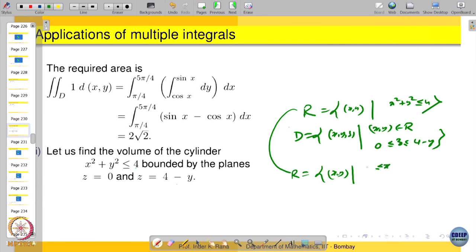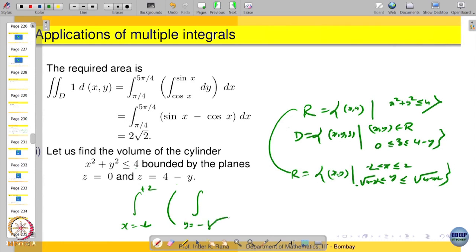Right. So this R, if you like, you can write it as Type 1: x goes from minus 2 to plus 2, right, and y goes from y square is less than or equal to 4 minus x square. So the positive part will be square root of 4 minus x square, minus less than or equal to the positive part. Clear. So when you want to integrate, you will be integrating x between minus 2 to plus 2, y goes from minus square root of 4 minus x square to plus square root of 4 minus x square, and z goes from 0 to 4 minus y, 1 dz dy dx. So that will be the integral, okay.